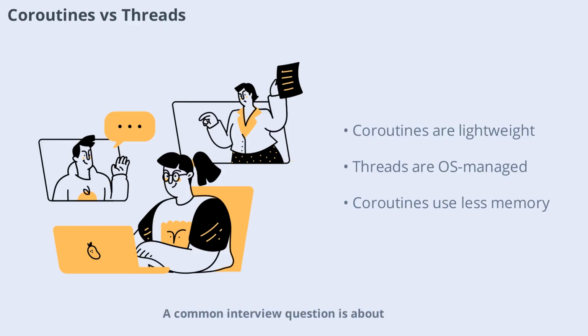A common interview question is about the difference between coroutines and threads. Threads are managed by the operating system and are relatively heavy, consuming more memory and resources. Coroutines, on the other hand, are lightweight and managed by the Kotlin runtime. You can run thousands of coroutines on just a few threads, making them much more efficient for handling concurrent tasks. This efficiency is one of the main reasons coroutines are favored in modern Android development.